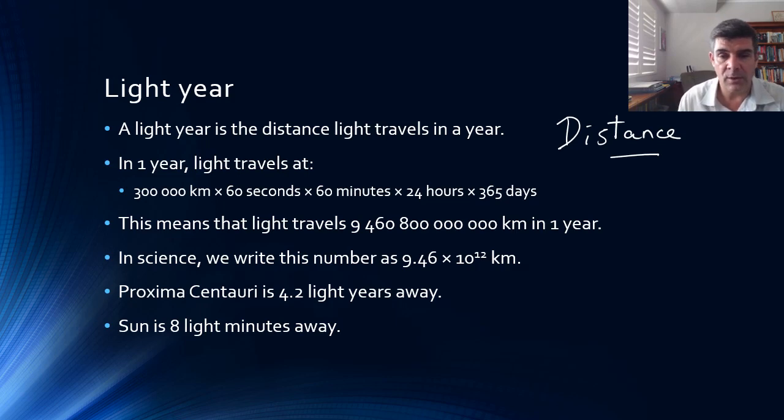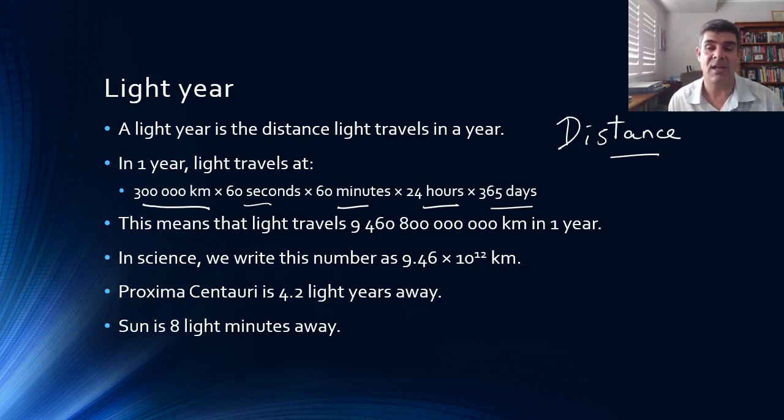Now, if we look at the fact that light travels at a speed of 300 million meters per second, then that means that it will travel 300 million meters or 300,000 kilometers every second. So if we multiply that by 60 seconds, we get how far it travels in a minute. Multiply it by 60 minutes and we get how far it would travel in an hour, and so on. 24 hours for a day, 365 days, roughly. You can put 0.25 if you want.